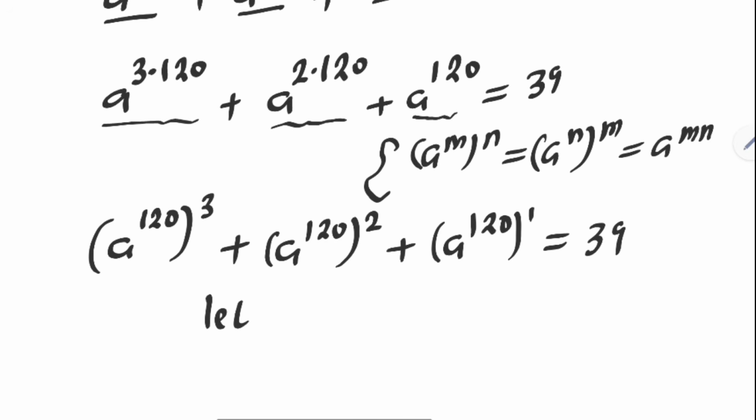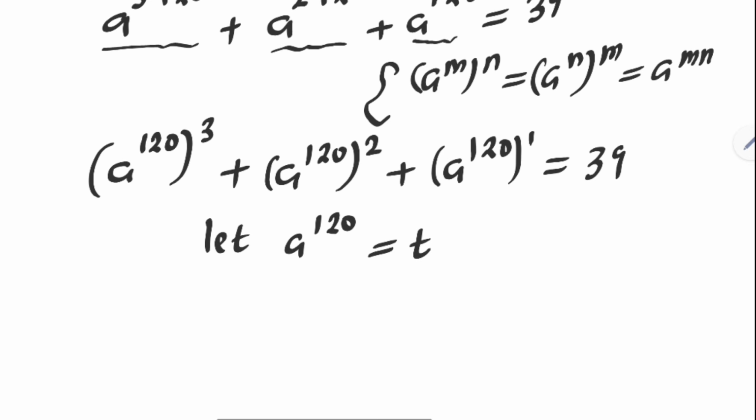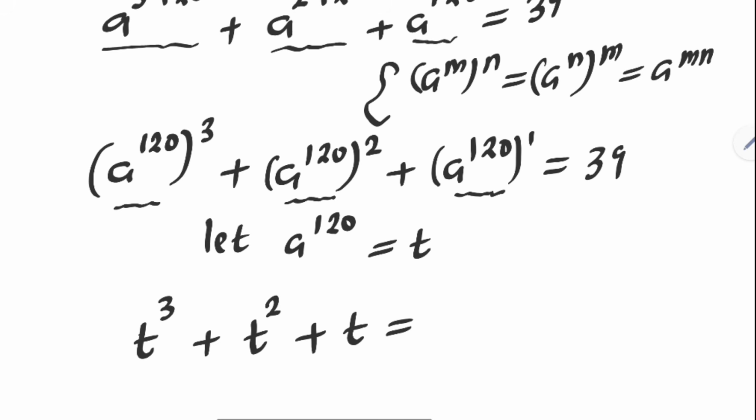Now let a raised to power 120 is equal to t. Then this is t raised to power 3 plus t square plus t is equal to 39.